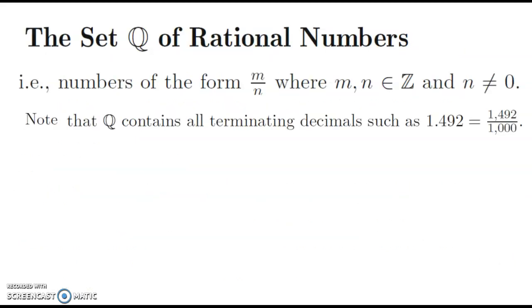Now secondly, we will talk about the set Q of rational numbers. It is the set of all numbers which are of the form m by n, where m and n are integers and n is not equal to 0. Note that Q contains all terminating decimals, for example, if I take the value 1.492, this is basically nothing but 1492 divided by 1000. So a number having a terminating decimal is known to be a rational number.